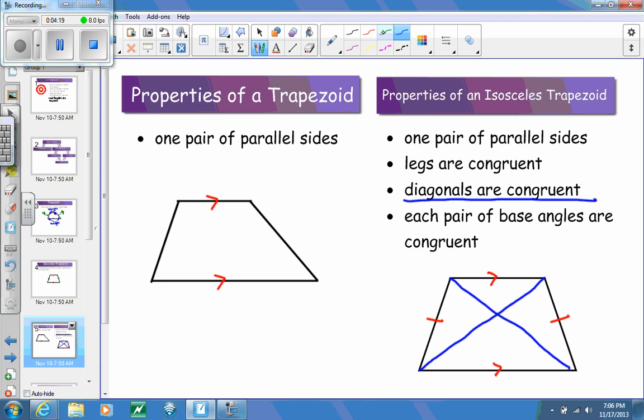And the other important piece of information here is that the base angles are always congruent to each other. So this angle here and this angle here, those two angles are always going to be congruent to each other. And then we have the base angles up above here, which are also going to be congruent to each other.